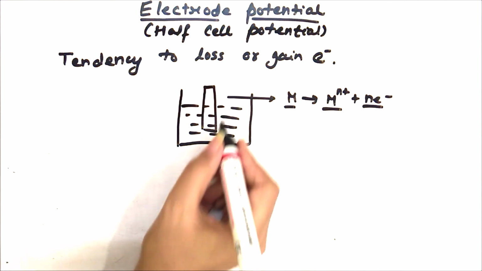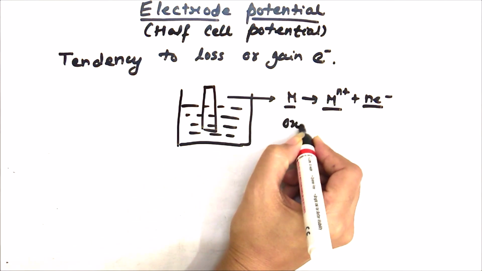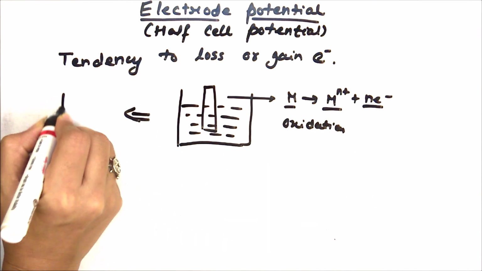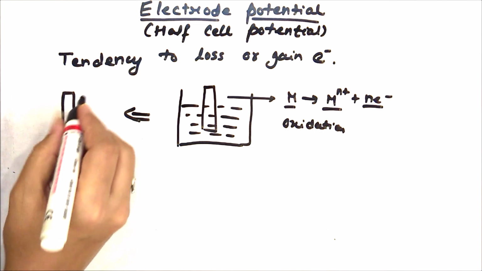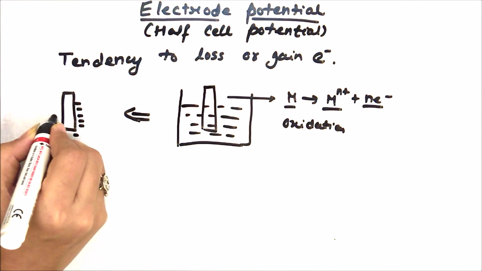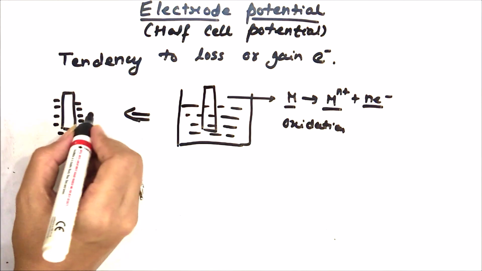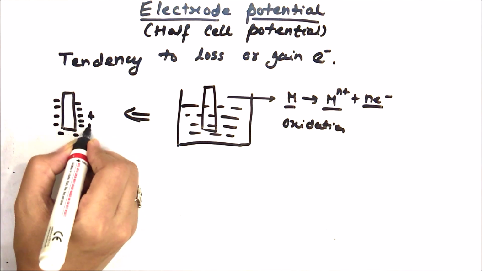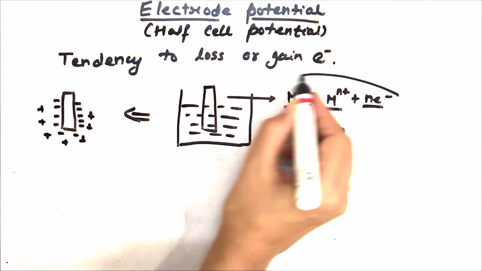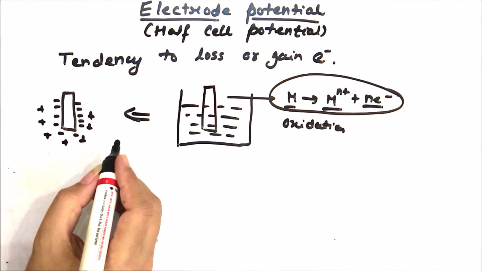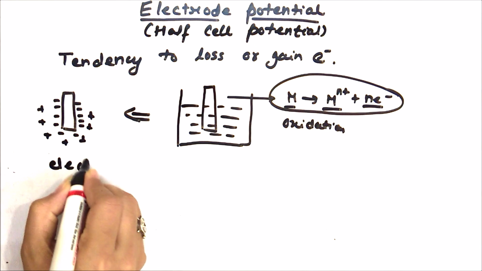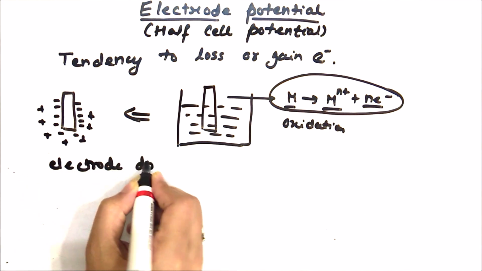So what happens, students, because of this oxidation reaction, in this solution? This electrode will become negatively charged. On its surface negative charge will be accumulated and surrounding this, positive charge will be accumulated. So because of this loss of electrons, what will happen? An electrical double layer will be formed.